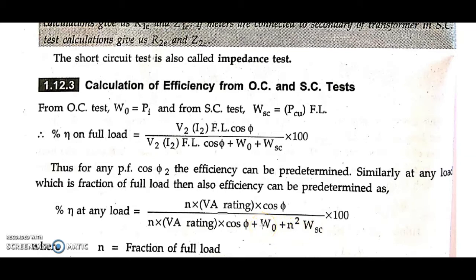Why is that? The reason is that W naught represents the iron losses, and iron losses do not depend on any load condition. It is fixed, constant. Either you connect a load or you don't, W naught will always remain constant. That is the reason we do not multiply n or n square to W naught. Only the VA rating of the transformer and the WSC get multiplied. Why do we multiply n square here? Because it is characterized by the formula I square R, so n gets squared.